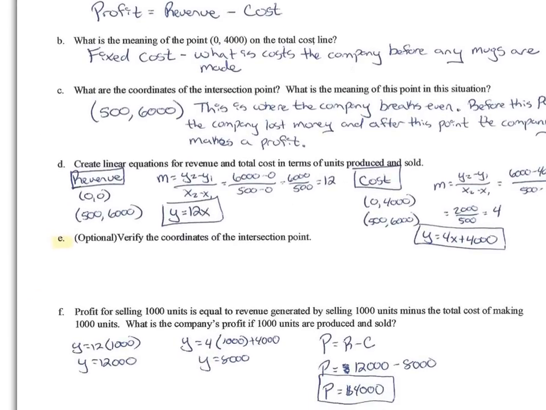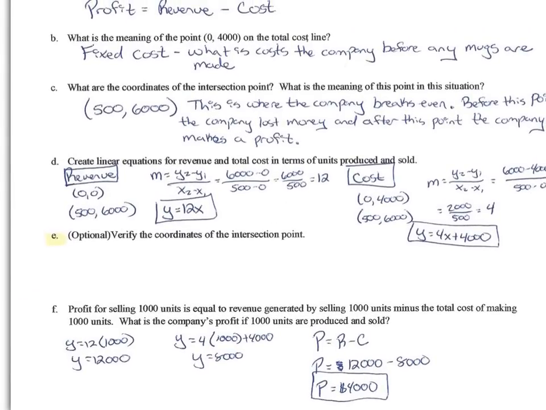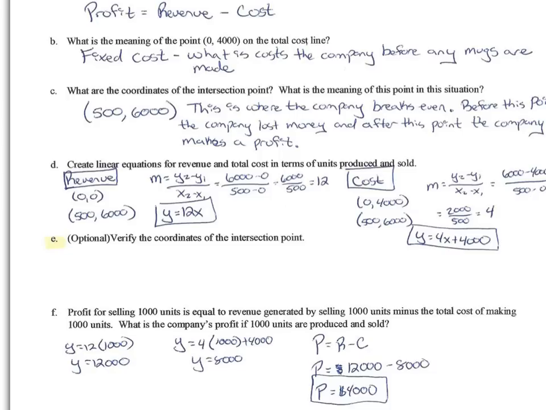Letter E, you guys are going to try right after this video. Verify the coordinates of the intersection point. Just plug your intersection point, that (500, 6,000), into both equations. Make sure it works. So you guys are going to do that right after I'm done with this video.